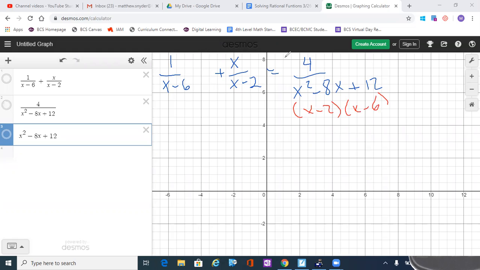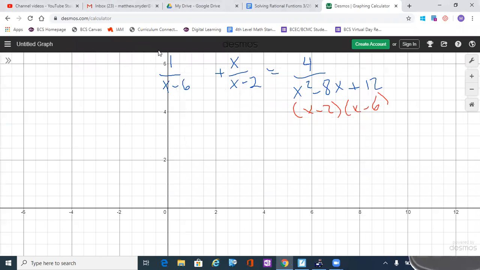And now whenever we do these problems, we're going to be looking for common denominators. And so that's what I'm going to start by doing, looking for that common denominator. I know that this has got an x minus 2 and an x minus 6. This has just got an x minus 6. So I'm going to say, well, this needs an x minus 2. And what we do to the bottom, we do to the top.